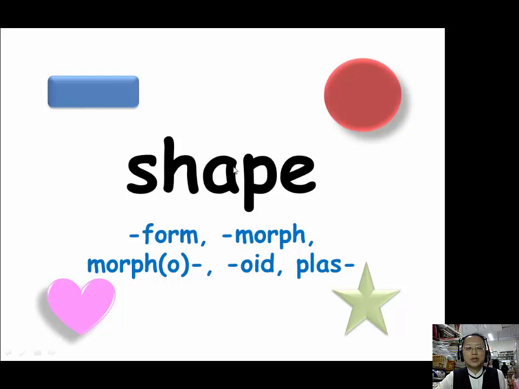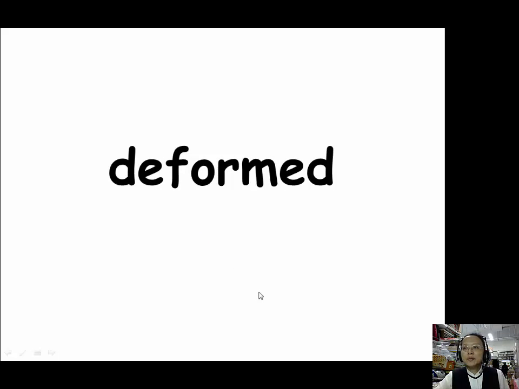Now let's review what we learned about describing things that have a shape or take shapes, not any particular shape. We use the prefix morph or morpho, and the plas, and the suffix form, morph, oid. When we talk about things that have the wrong shapes, we use the prefix pero, P-E-R-O. Let's see our example.